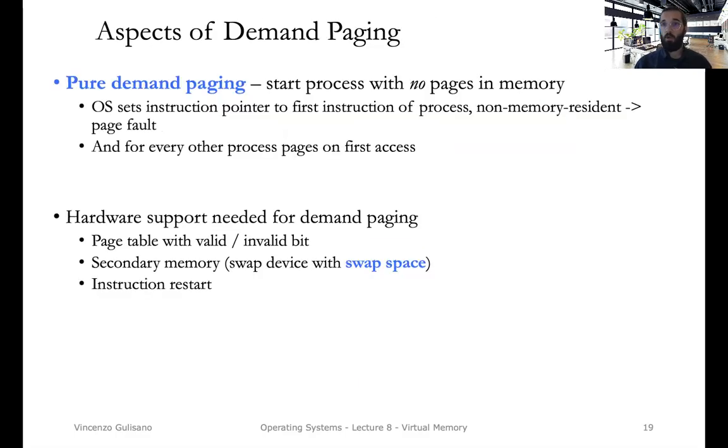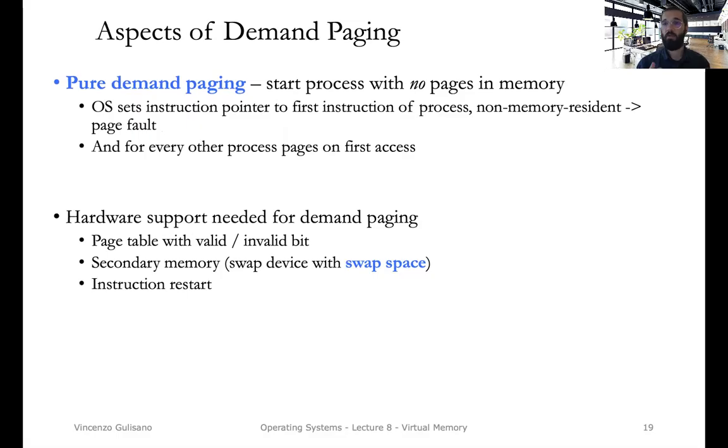As I said, you can go with a very lazy approach. It's called pure demand paging, and start a process with no pages in memory. As soon as it starts requesting pages, you will get page faults, and you will keep loading pages as needed by the process.